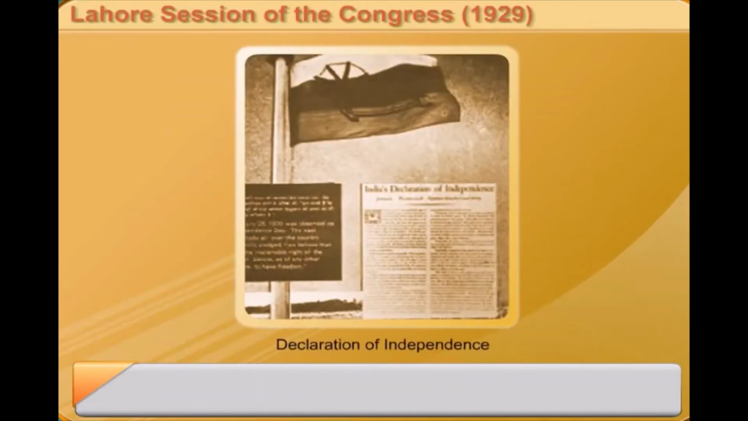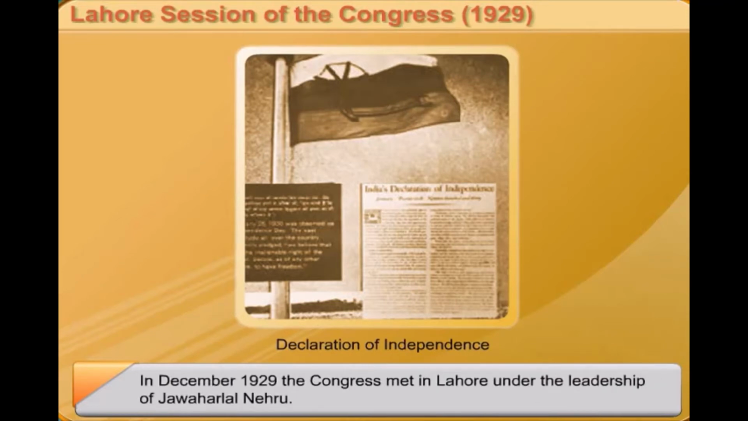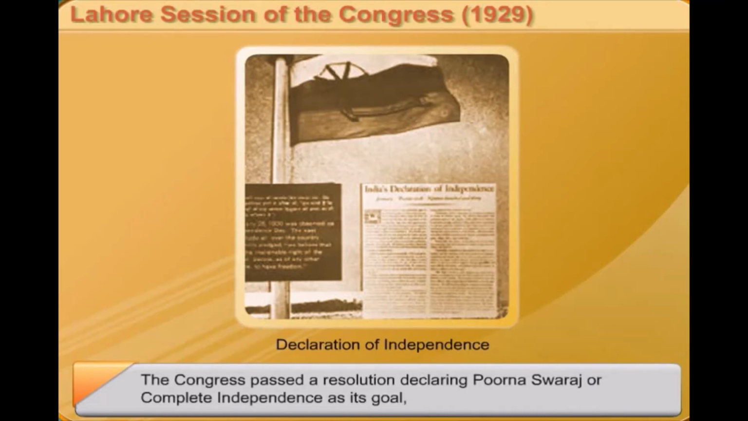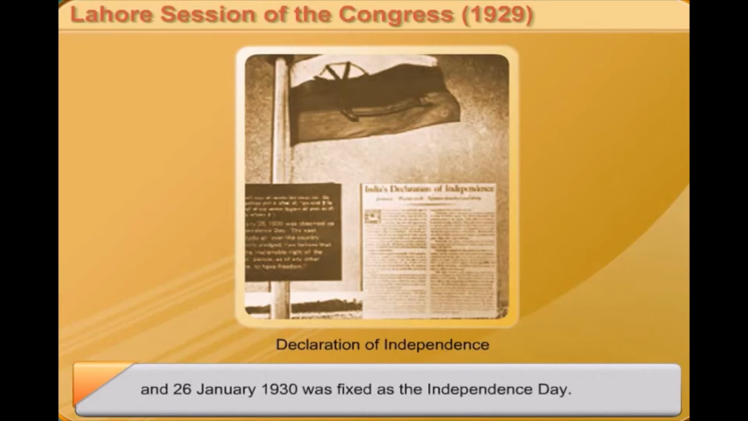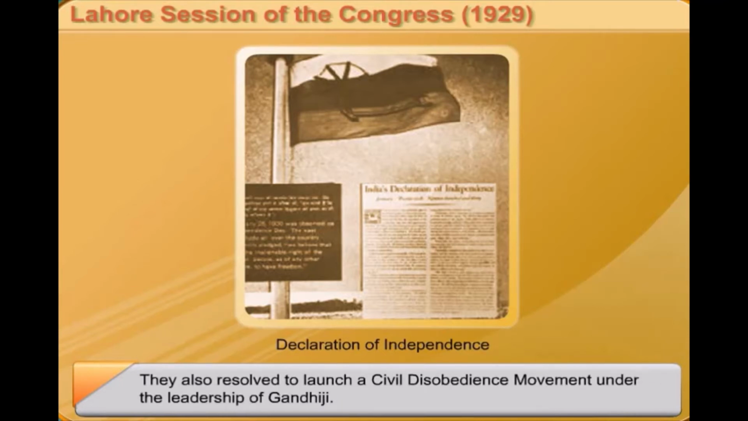Lahore Session of the Congress, 1929. In December 1929, the Congress met in Lahore under the leadership of Jawaharlal Nehru. The Congress passed a resolution declaring Purna Swaraj or complete independence as its goal, and 26 January 1930 was fixed as the Independence Day. They also resolved to launch a civil disobedience movement under the leadership of Gandhiji.